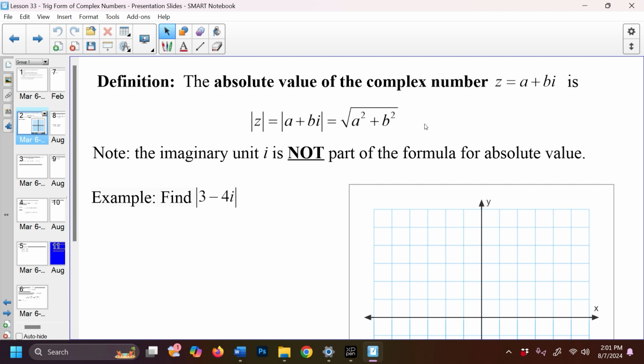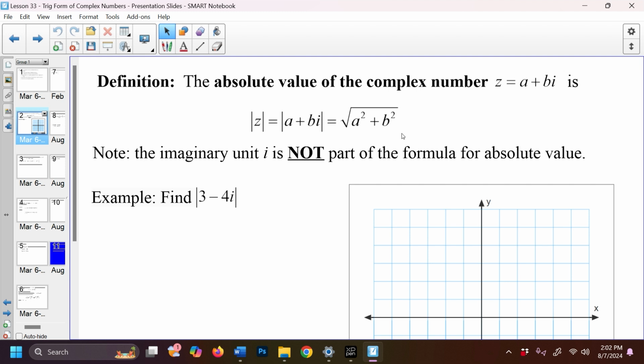We've seen this a couple of times during this course, but I do want to make a note, because this is something I see over and over as an error. When you take the absolute value of a complex number, the imaginary unit is not part of that formula. So there's no i that you plug in. You're only plugging in the coefficient of the imaginary part for b.